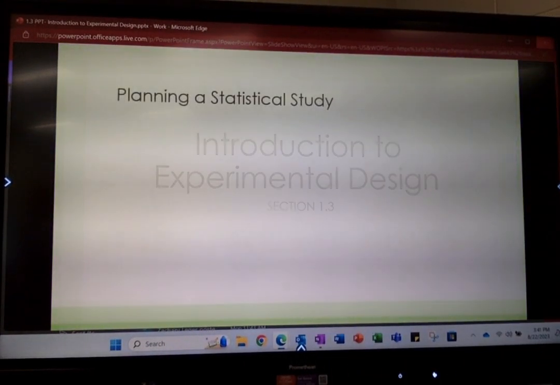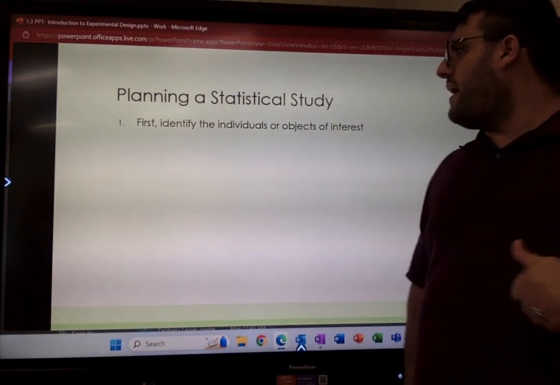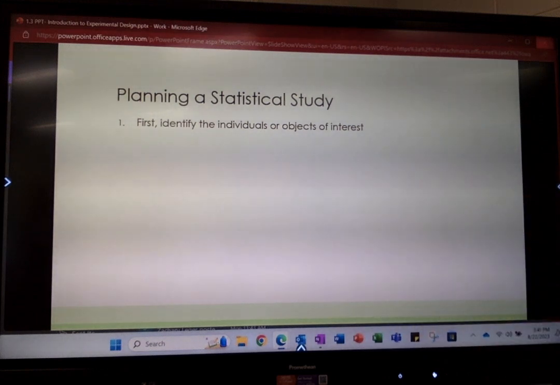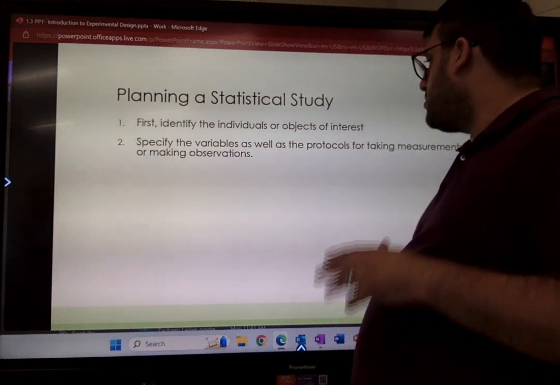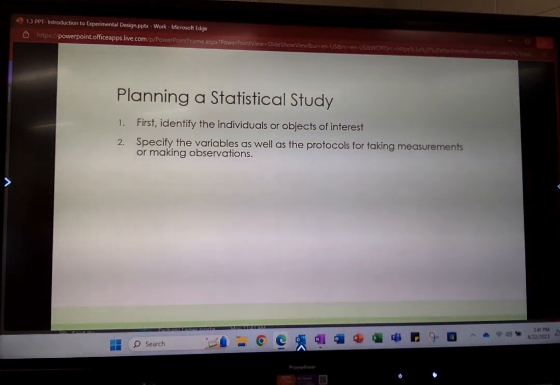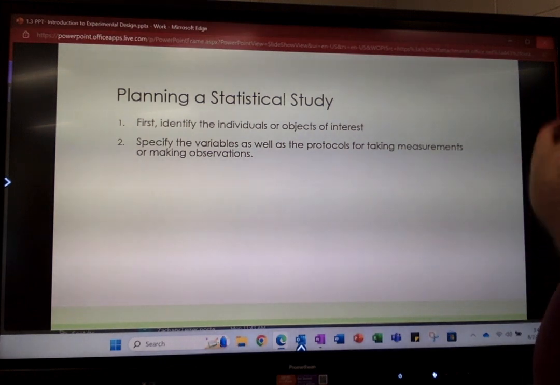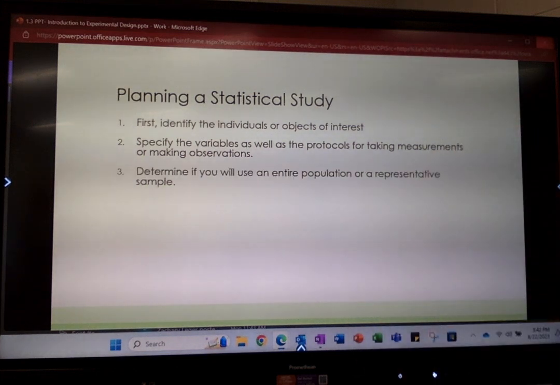So in planning a statistical study, first we need to identify the individuals or objects of interest. It's pretty straightforward. Who or what are we trying to study? Specify the variables as well as the protocols for taking measurements or making observations. So not just identifying what characteristics these individuals have, but how are we going to measure it? How are we going to observe that?